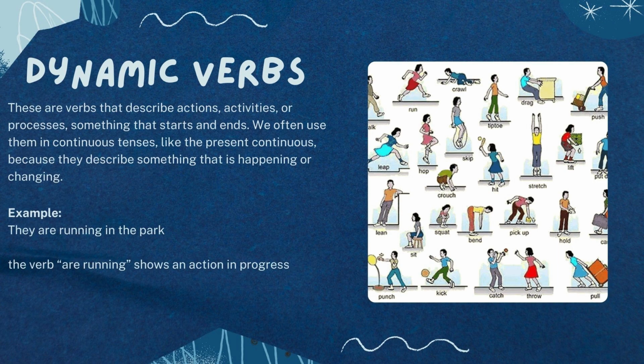Let's start with dynamic verbs. These are verbs that describe actions, activities, or processes, something that starts and ends. We often use them in continuous tense, like the present continuous, because they describe something that is happening or changing. For example, look at the sentence: They are running in the park. The verb are running is dynamic because it shows an action in progress, something they are doing right now.